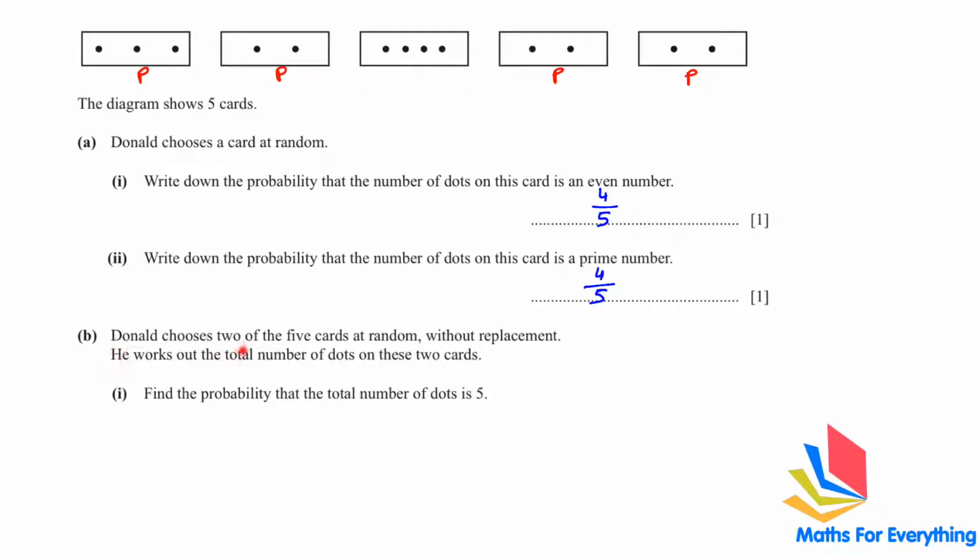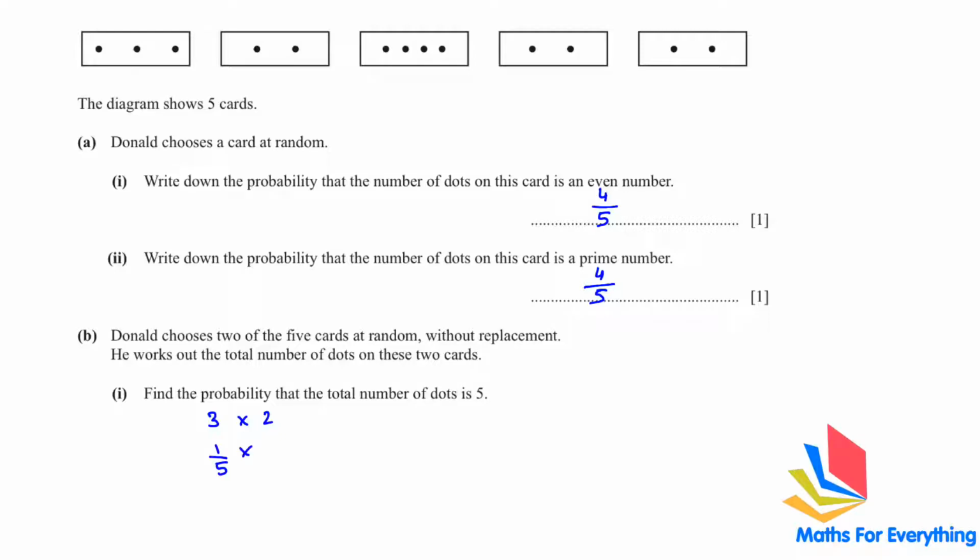Next, Donald chooses 2 of the 5 cards at random without replacement. He works out the total number of dots on these 2 cards. Find the probability that the total number of dots is 5. Remember that it is without replacement. So suppose he chooses 3. The second one, to have a total of 5, has to be a card which has 2 dots on it, right? So what is the probability of having 3 dots in a card? There's only one card here.